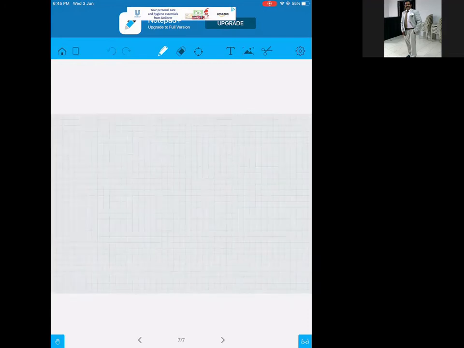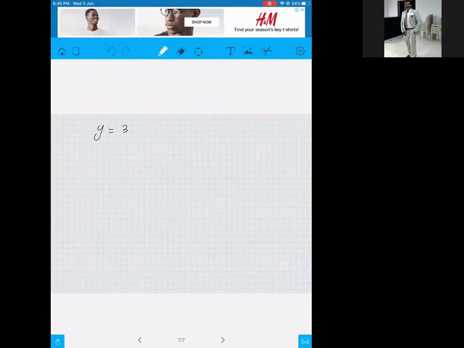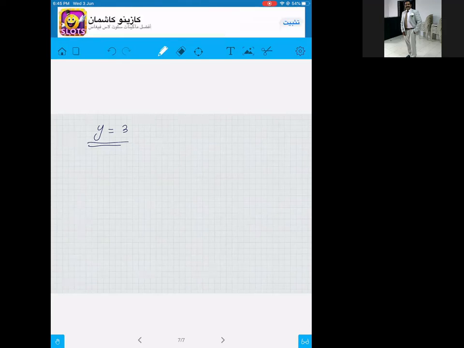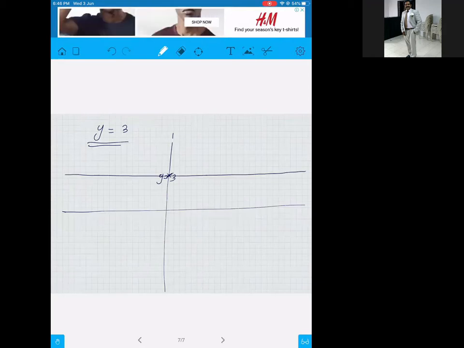Suppose Jaima, tell me, what is y is equal to 3? How to represent the line y is equal to 3? Sir, sorry, I don't understand the question. My question is how to draw the graph for the equation y is equal to 3. So y is equal to 3 means we have to draw a horizontal line through y is equal to 3. Does it make sense? Yeah. So this is the equation for y is equal to 3.